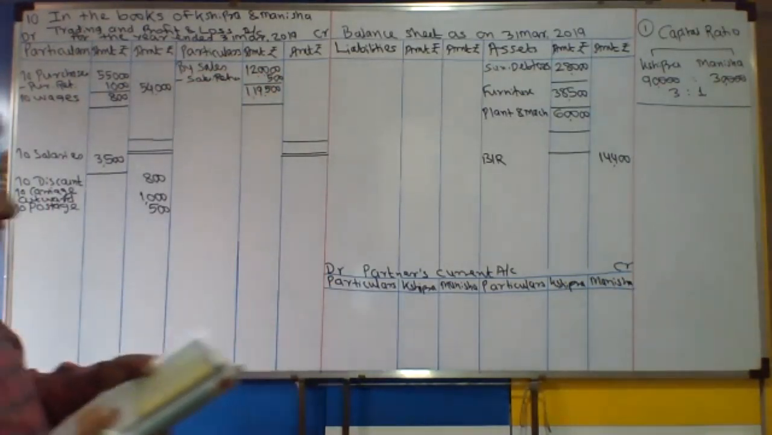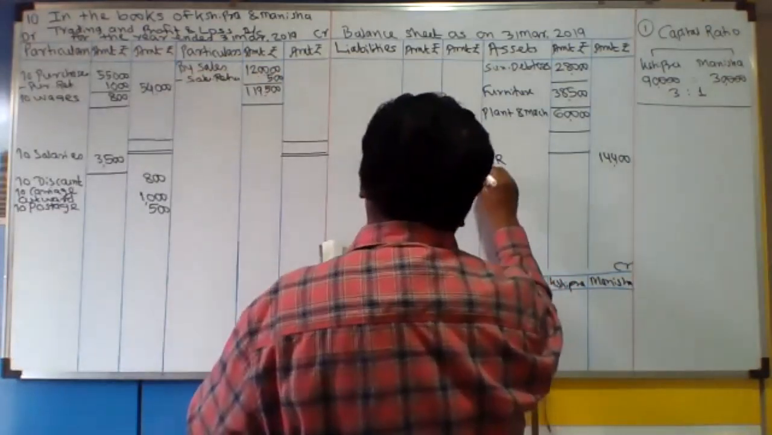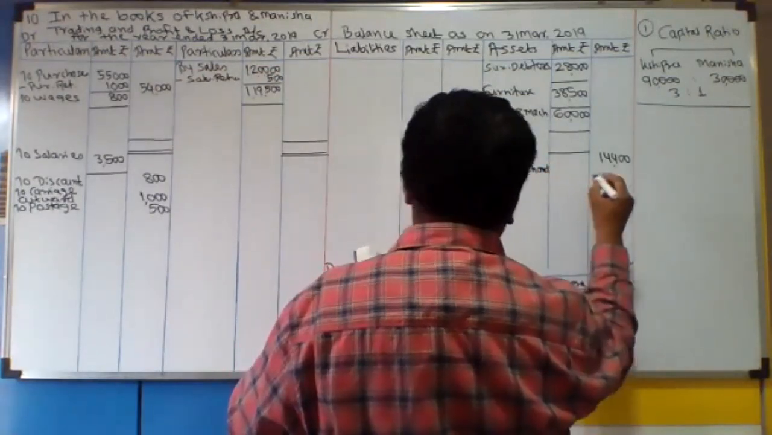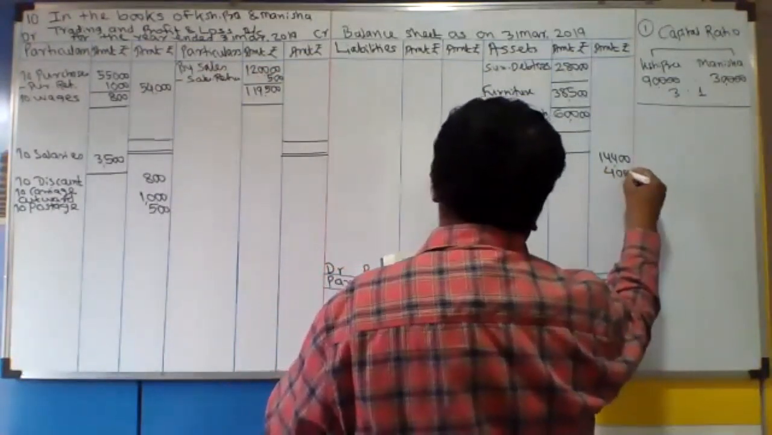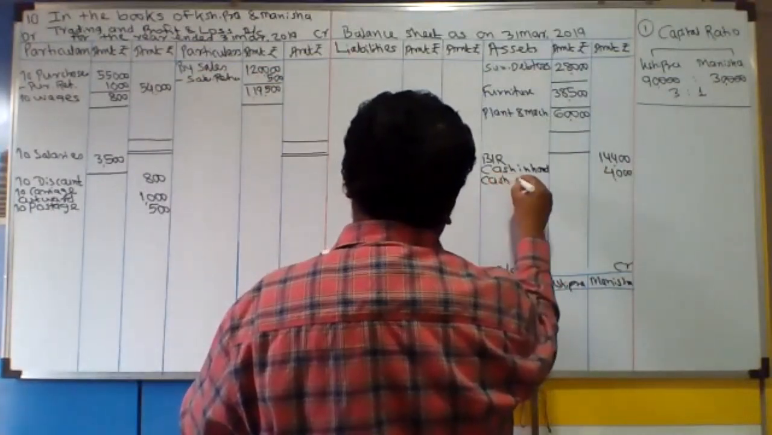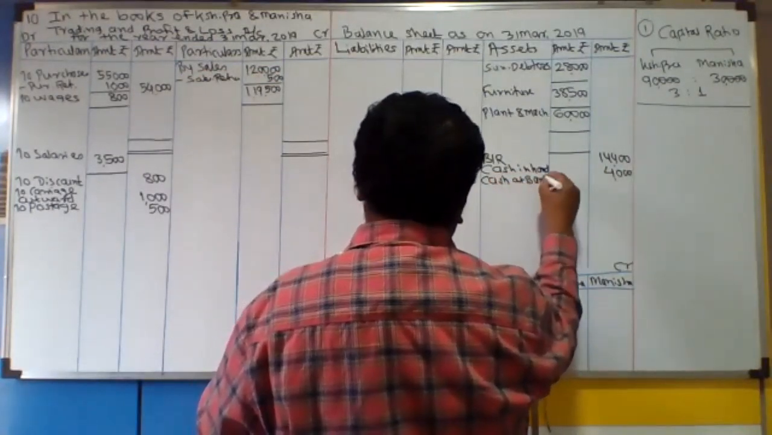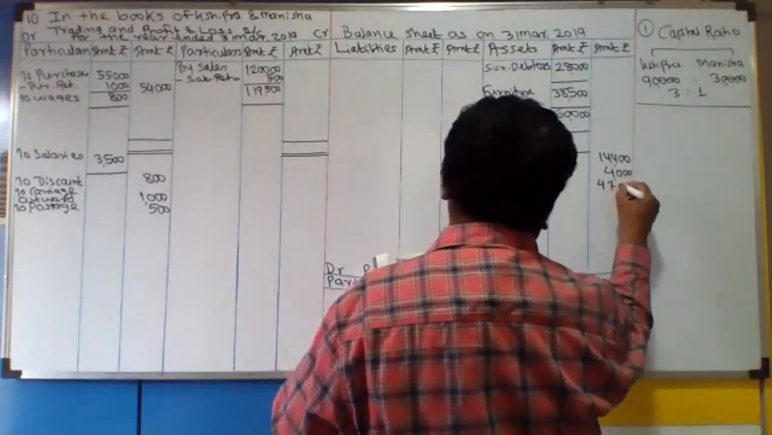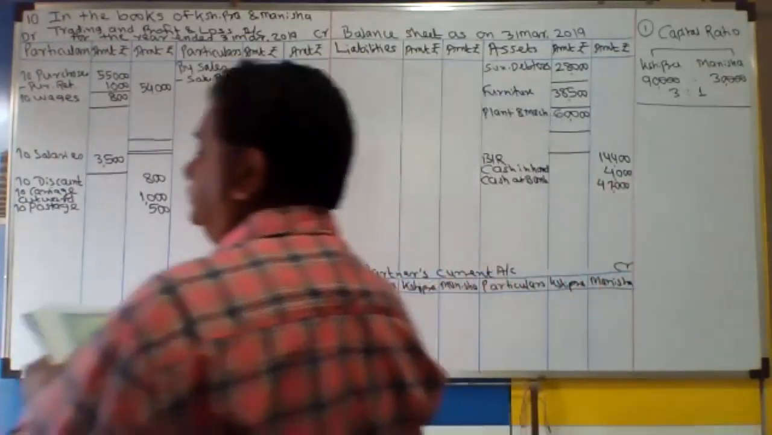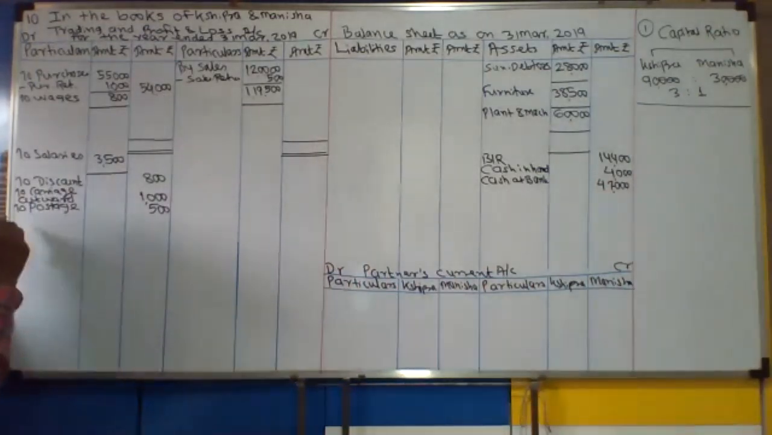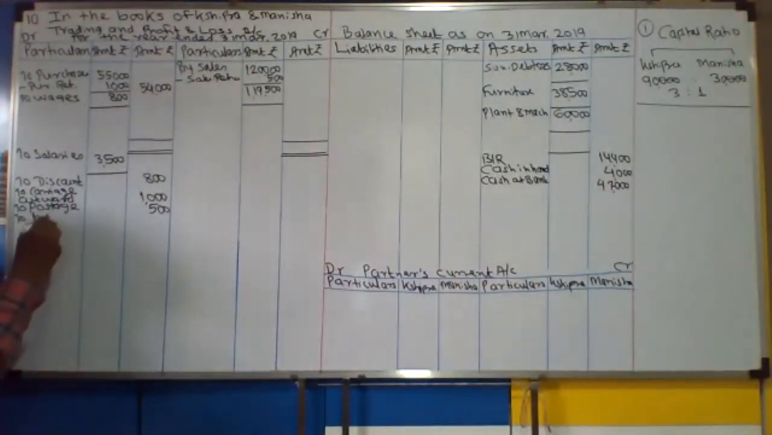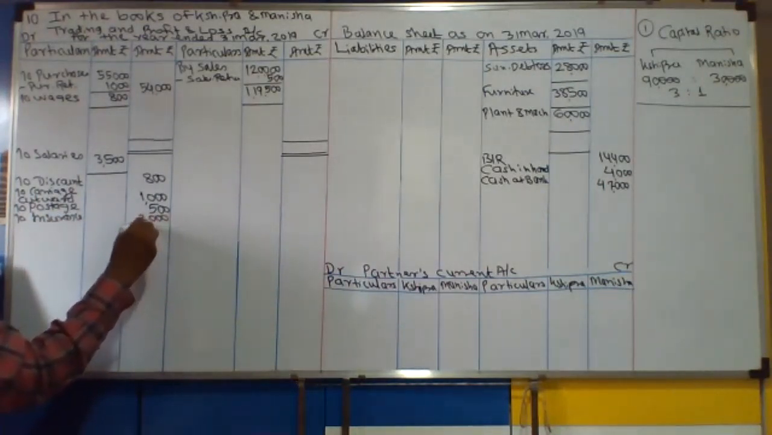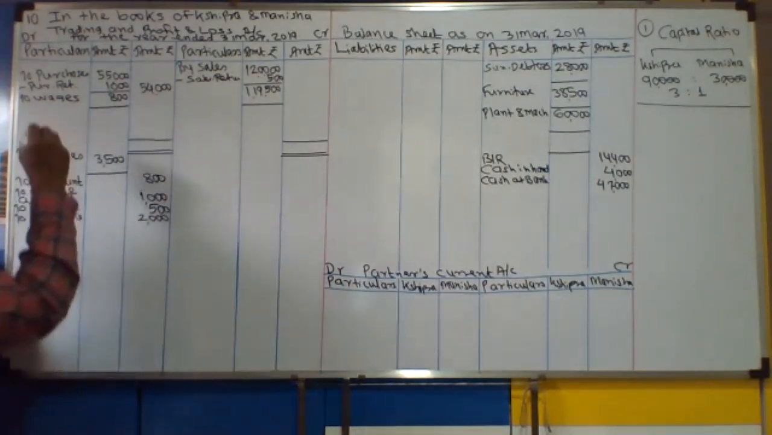Cash in hand and cash at bank, balance sheet asset. Cash in hand, the amount is 4,000 rupees. Then cash at bank, asset side amount is 47,000 rupees. Insurance, profit and loss account debit side. Insurance is 2,000.